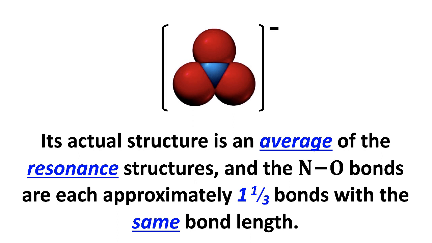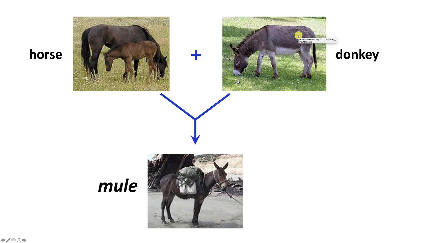Now, this is kind of a weird concept, takes a while to wrap your head around it. And by way of one possible helpful analogy, if you have a horse and a donkey mate with each other, they actually form something known as a mule. And a mule can be thought of as sort of a horse-donkey hybrid that's more or less half horse and half donkey. And important to note, it's not alternating between being a horse and a donkey. It's permanently half of each.